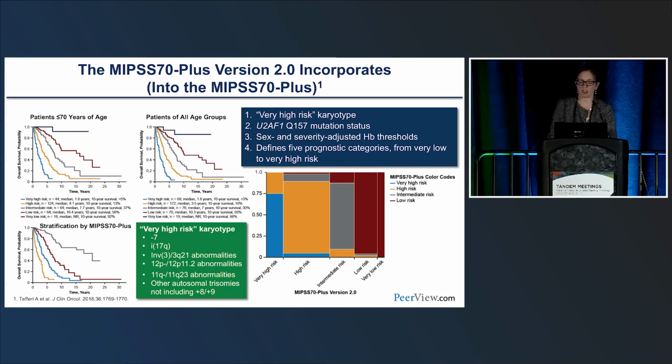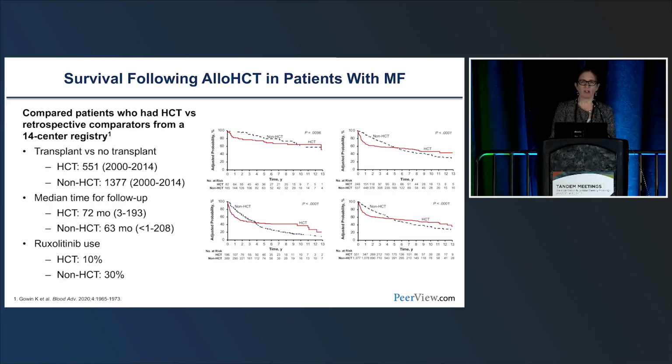And you can see that when using the MIPSS70 plus, which is the different colors present on the chart, and then you look down below at the MIPSS70 version 2, the MIPSS70 plus version 2 is a little bit more granular in helping divide these patients into risk categories. So how do these impact transplant outcomes?